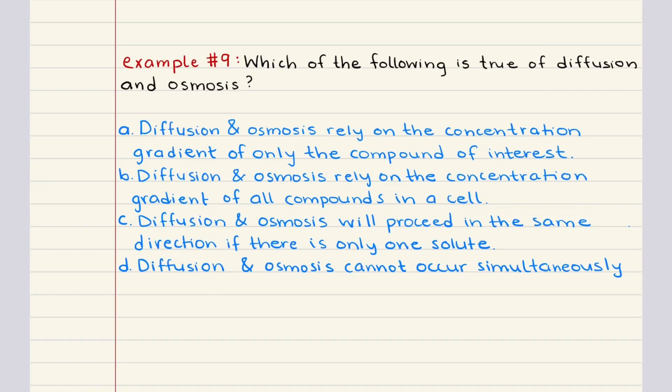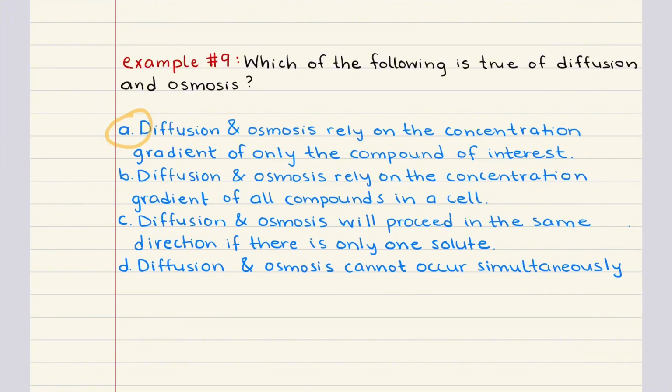Diffusion is the movement of a solute down its own concentration gradient. Osmosis is the movement of water through a semi-permeable membrane in response to a solute gradient. But the thing that actually moves is water, so it follows its own driving force. In both cases, we track the gradient of the substance that's moving. That's why the correct statement is that diffusion and osmosis rely on the concentration gradient of only the compound of interest, and that's answer choice A.